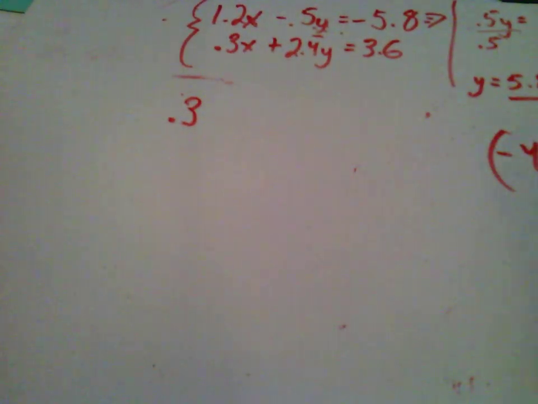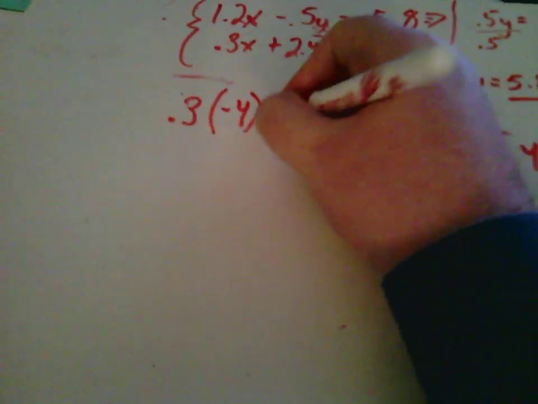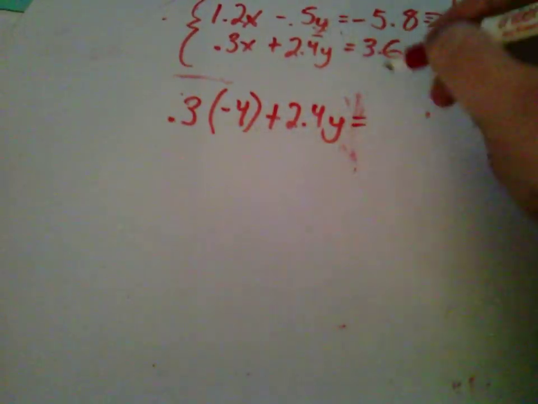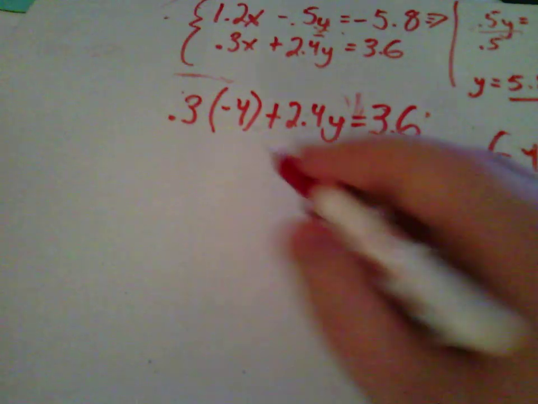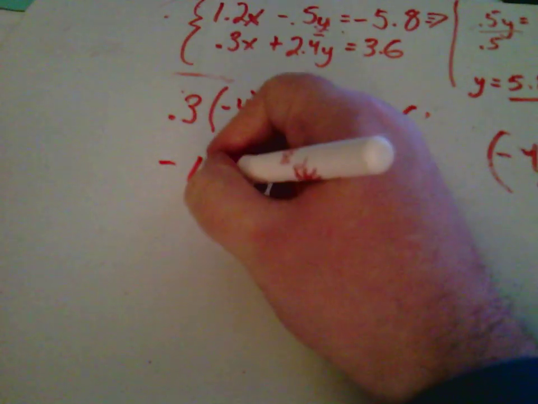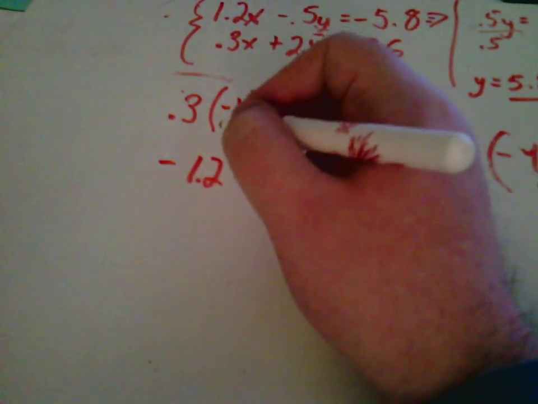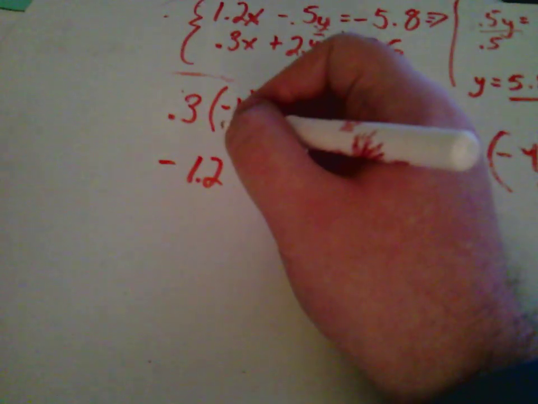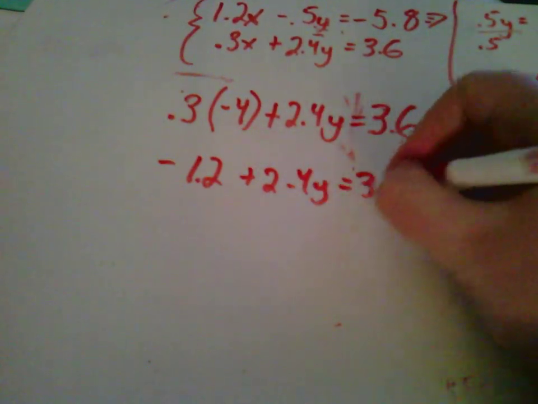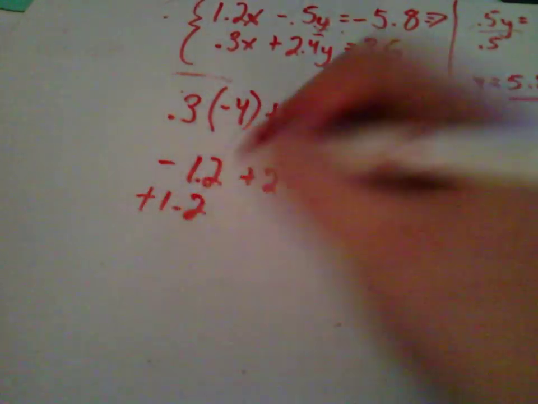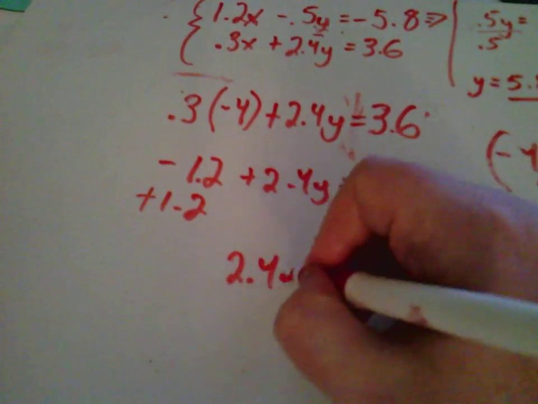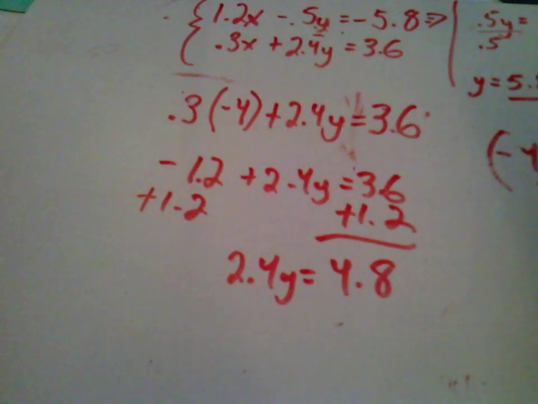0.3x, where x is negative 4, plus 2.4y is equal to 3.6. 0.3 times 4, well, 3 times 4 is 12, so this is going to be negative 1.2, and you can use your calculator to verify that if you like. 0.3 times negative 4 is negative 1.2, plus 2.4y equals 3.6. Add 1.2 to both sides. 2.4y equals 4.8. Okay, we're almost there.